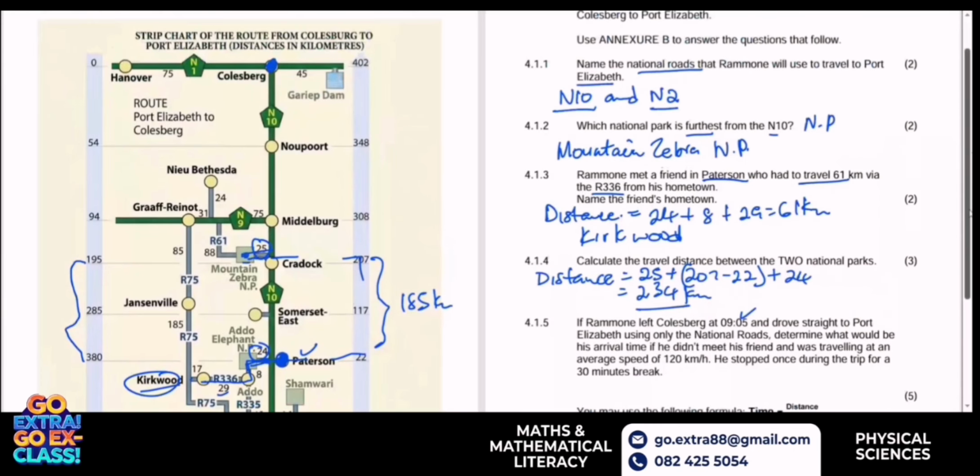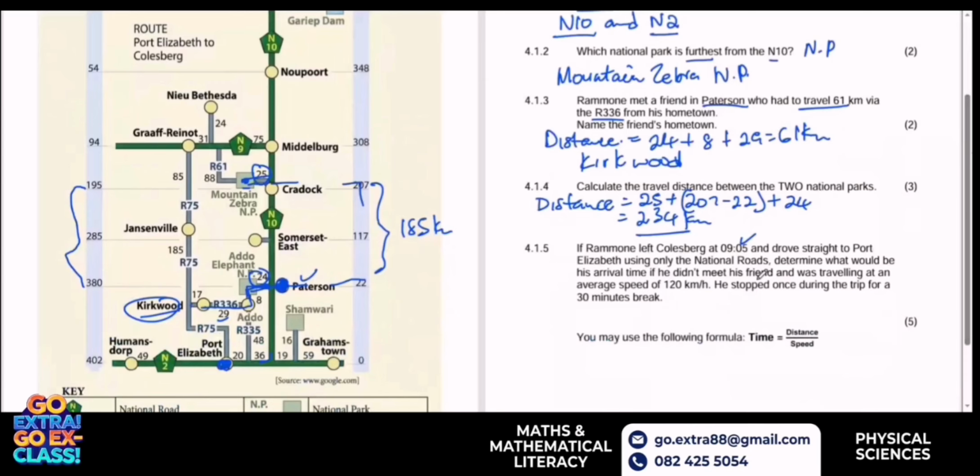We are told to calculate his arrival time if we use those two national roads, taking into account that he traveled at 120, which is normally the speed limit on the national road, so he kept to that speed. So what will be his arrival time? Take into account also that he took a break of 30 minutes. So what would be his arrival time? But now we need to calculate.